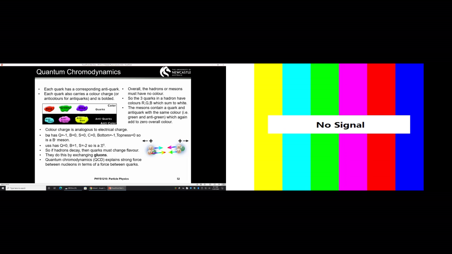Now, we said on the previous slide that a proton is made of up, up, down, and a neutron is made of up, down, down. And we also know that a neutron can decay into a proton, plus some other stuff. That's beta decay. And so this means that if a proton is going to change into a neutron, or vice versa, then one of these quarks has to change from down to up, or up to down.